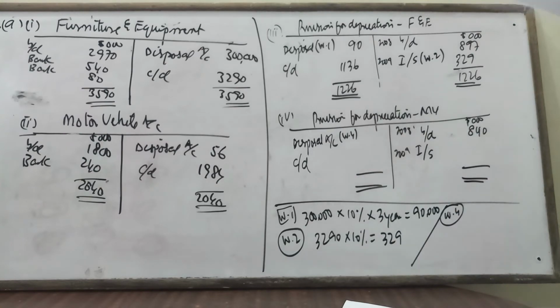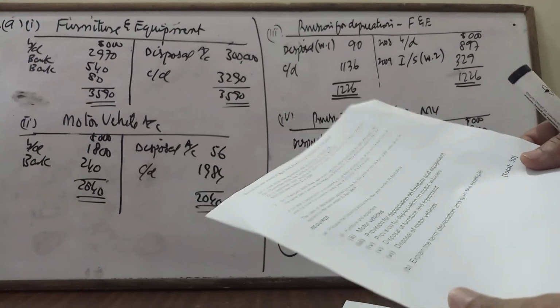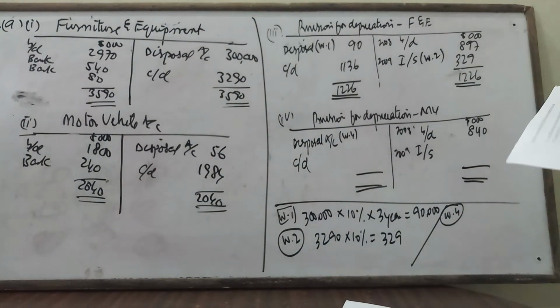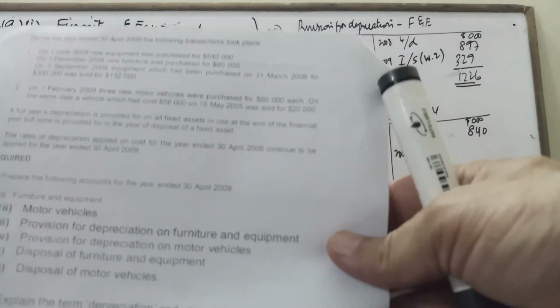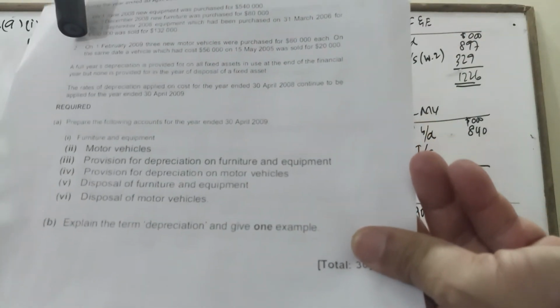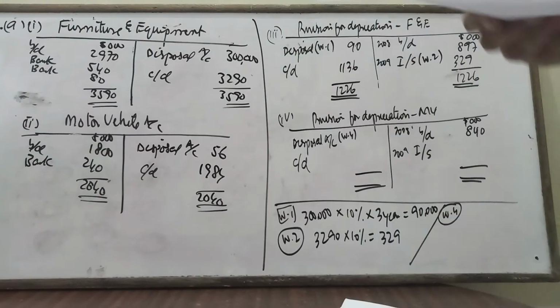Again, you have to calculate when the motor vehicle was sold and for how many years the depreciation will be charged on the motor vehicle sold. This is given in point number 2, from before the requirement. I think you cannot see it clearly, so I'm going to read that.